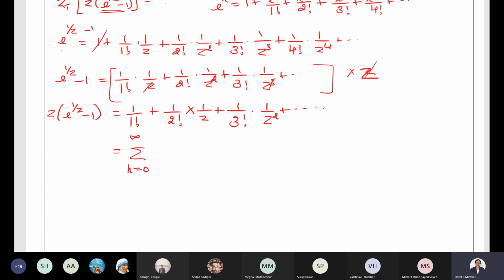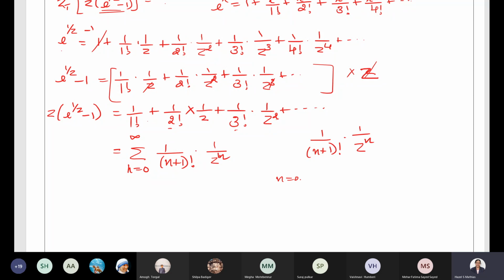See, 1 by 1 factorial, you do not have a z term. 1 by 2 factorial, their power of z is 1 less than this term. See here also, z square, power of z is 1 less than this one. So it will be of the form 1 divided by n plus 1 factorial into 1 by z power n. Check now, give different values for n and check whether it satisfies 1 by n plus 1 factorial into 1 by z power n.